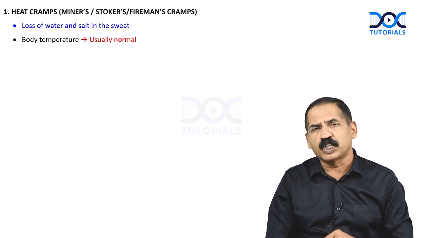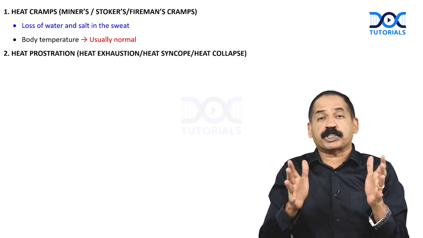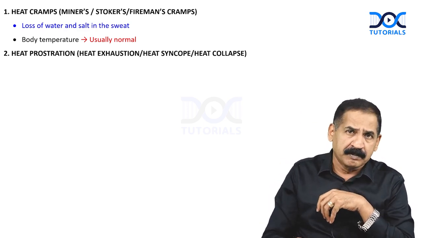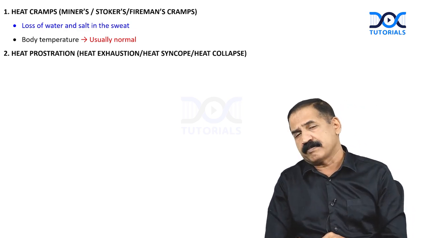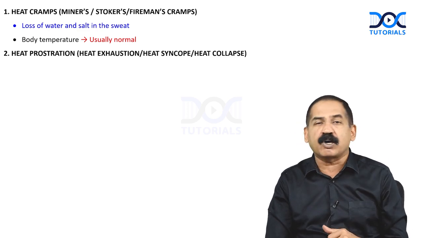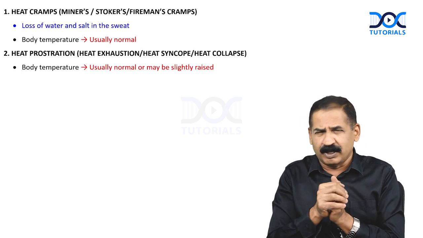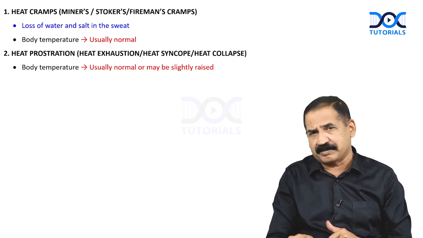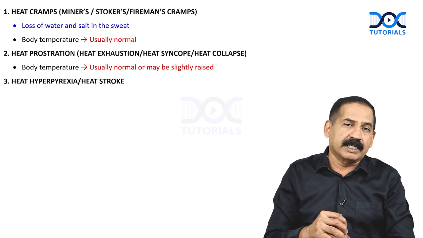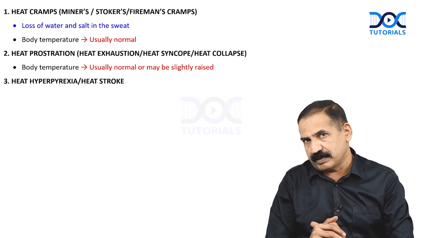Body temperature is normal. Number 2, heat syncope or heat prostration or heat exhaustion or heat collapse. That is peripheral vascular collapse. Suddenly, the person gets a syncopal attack and becomes unconscious. Again here, body temperature is usually normal or maybe slightly raised. It doesn't go up to 106 degrees Fahrenheit. Number 3, heat hyperpyrexia or heat stroke. Heat stroke.